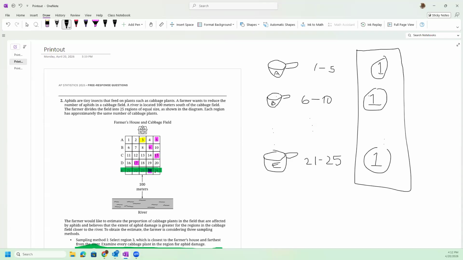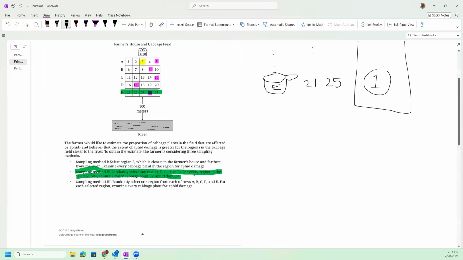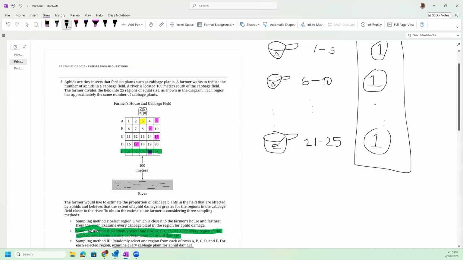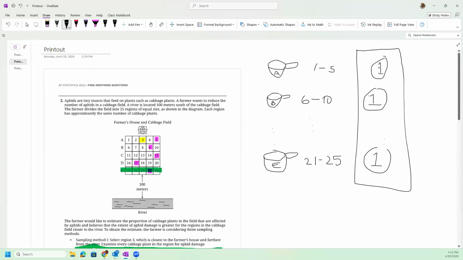What's the point of this whole exercise? What am I trying to do? To compare the aphids in the cabbage field, so I need to count the aphids in that region, right? So basically, you know what I need to do? I need to do what he says right here: examine every cabbage plant for aphid damage. Now that I have selected the 5 regions, I need to examine all 5 of those regions for aphid damage. And like you said, compare them.